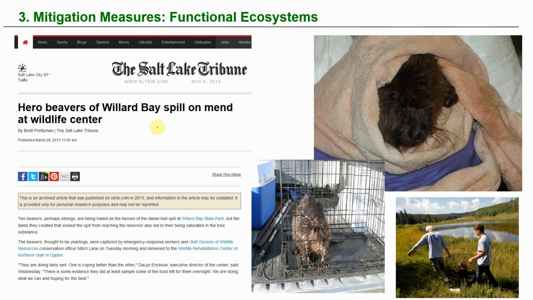Also, one of the other great mitigation features is well-functioning ecosystems. If you have ecosystems that are generally functioning and healthy, they're often able to mitigate the effects of pollution. One of the most staggering incidences of this was what was known as the hero beavers of Willard Bay. After that diesel spill that we talked about earlier on, beavers that were present on the landscape were placed all over the place. Their dams that they built were able to intercept parts of the flow and reduce the impact on the Bear River Migratory Bird Refuge.